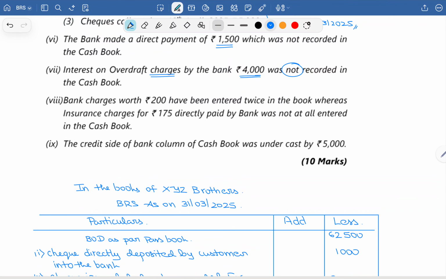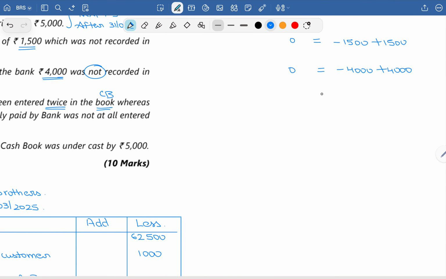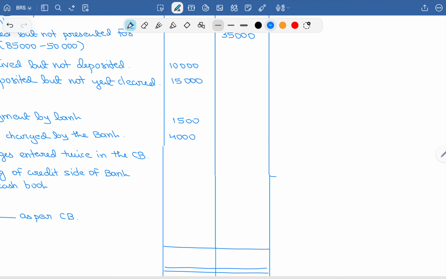Next one, bank charges worth rupees 200 have been entered twice in the books. Twice in which book? Cash book. In the cash book we have entered bank charges twice. So actual bank charges is only 200. We have made how much? 400, minus. So to make them equal on the passbook side, again I have to write how much? Minus 200. So less column 200.